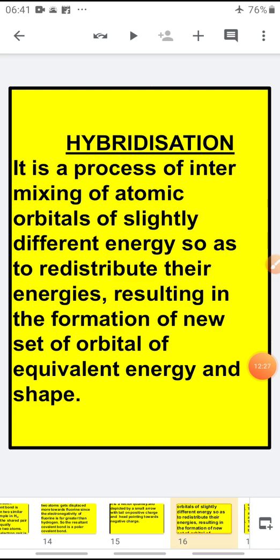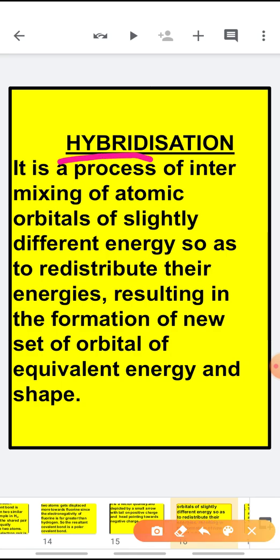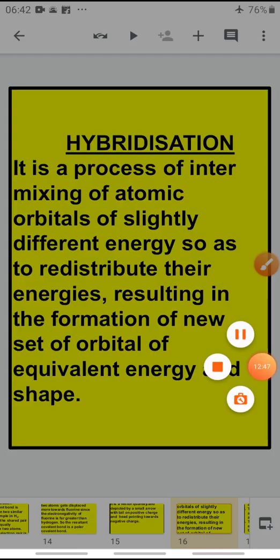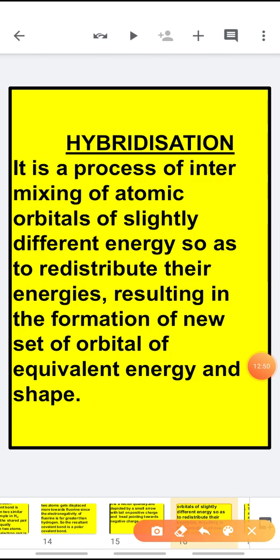Now children, next I am starting with hybridization. Now what is hybridization? Hybrid, you all know, must be a mixture of something. Here we are talking about the mixture of orbitals. So what is hybridization? It is the process of intermixing of atomic orbitals of slightly different energy so as to redistribute their energy and result in the formation of a new set of orbitals of equivalent energy and shape.